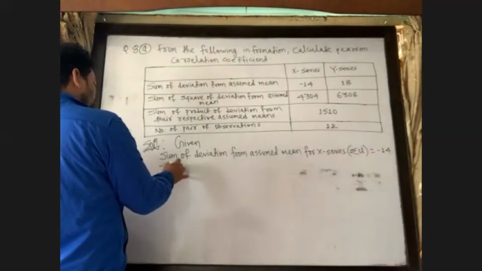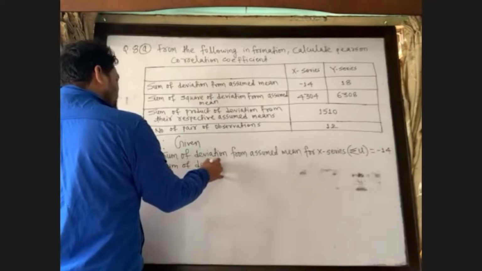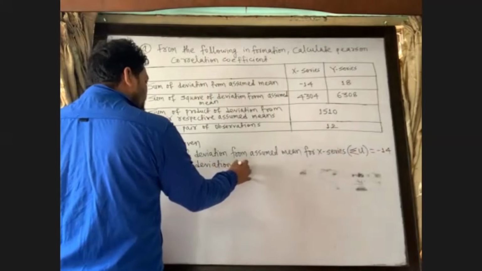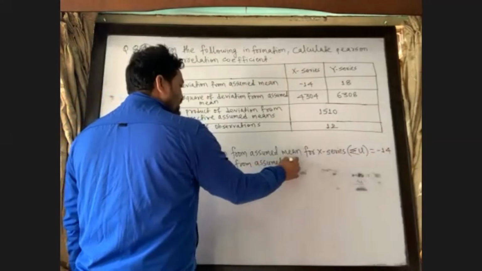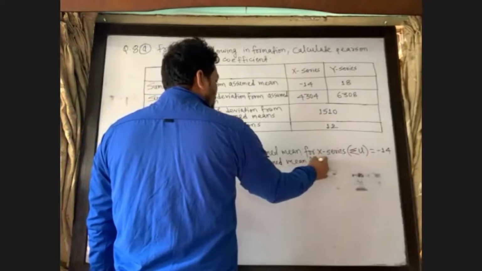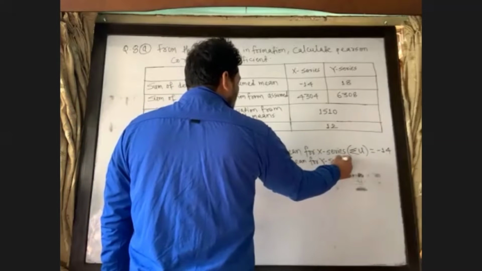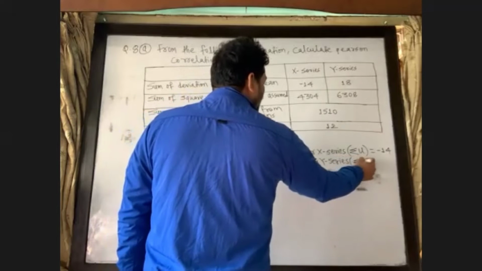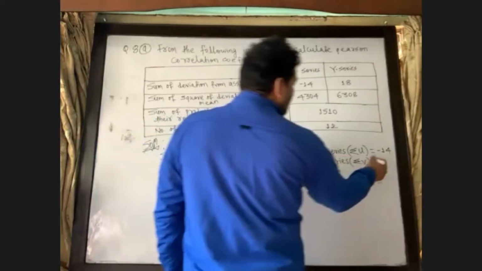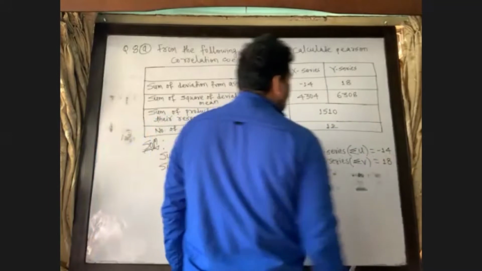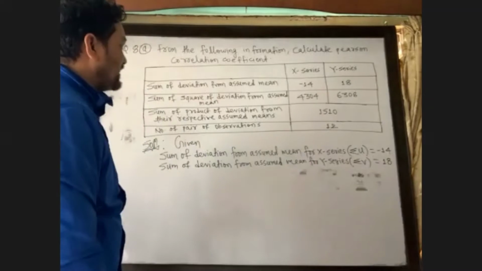Similarly, sum of deviation from assumed mean for Y series. For the Y series we suppose it is v, so we have to write summation v. Summation v is equals to 18.